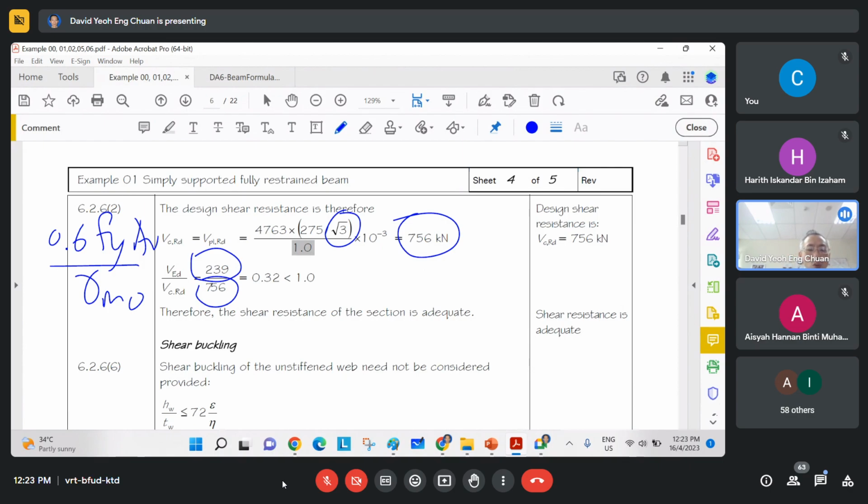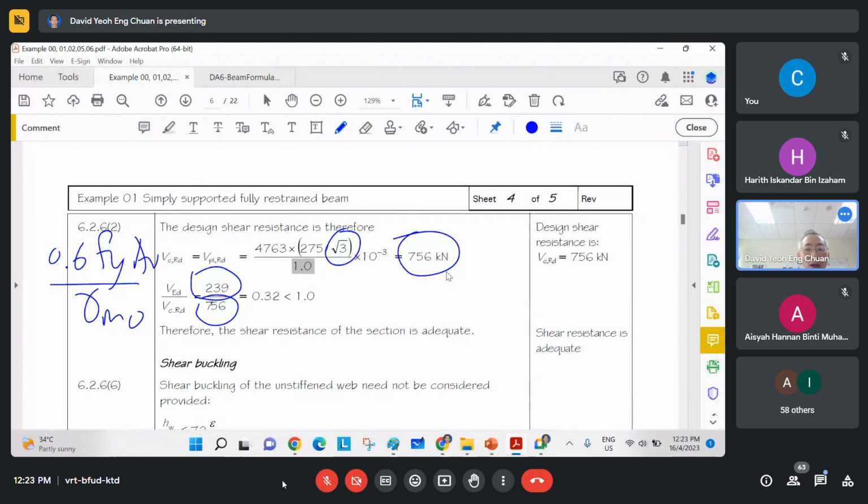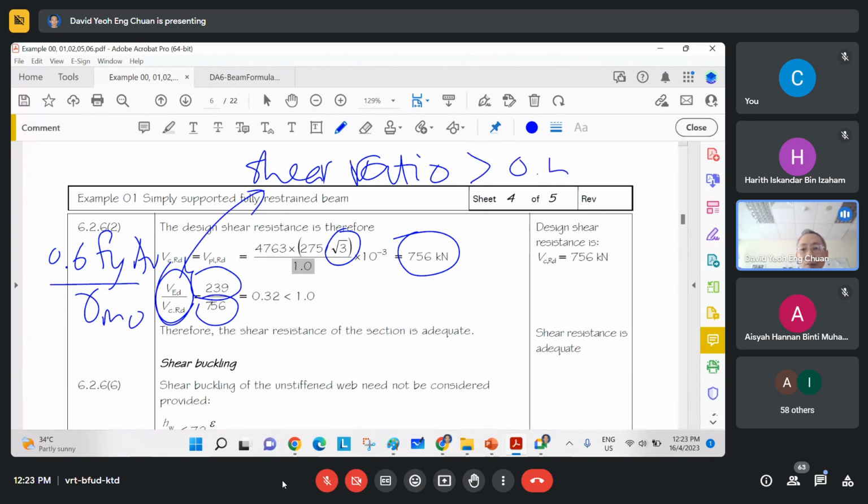Now, we do not want the shear ratio, this shear ratio we are talking about, to be more than 0.5. We don't want it over 0.5. We are not over designing. This is not over design. There's a reason for it. We don't want it to be over 0.5.